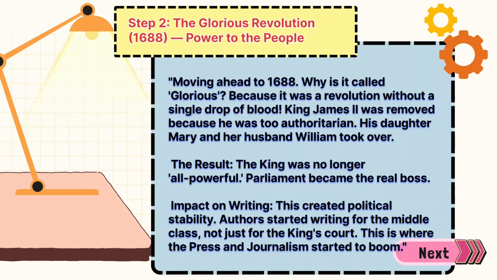Impact on writing. This created political stability. Authors started writing for the middle class, not just for the king's court. This is where the press and journalism started to boom. Step 3. The Classicism, the Augustan Age.